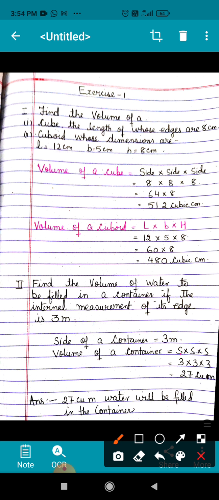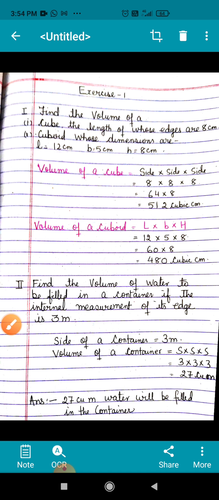Okay. Now here you can see, find the volume of a cube, the length of whose edges is 8 centimeter. It means the volume of a cube is side into side into side. One side is 8 centimeter, which means all sides will be 8 centimeter. So 8 multiplied by 8 multiplied by 8. Then 8 8s are 64, 64 8s are 512 cubic centimeter. So first step, write the formula. Second step, substitute the values. Third step, calculate the answer. And fourth, write the answer.